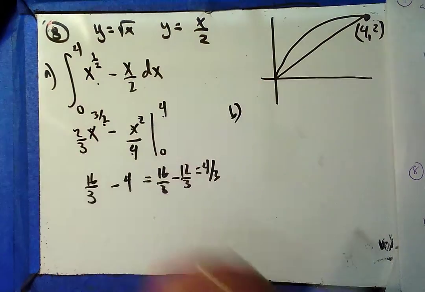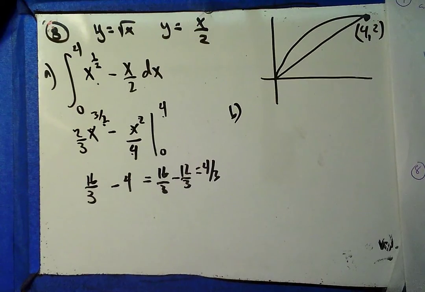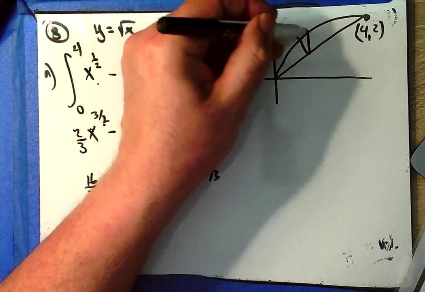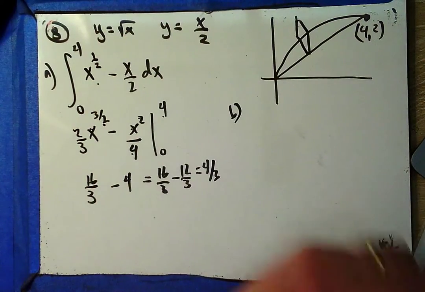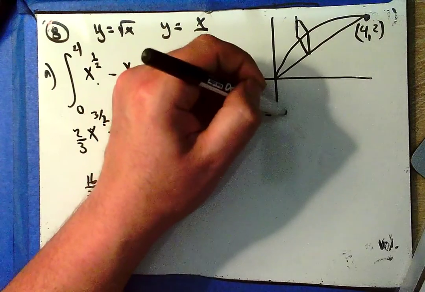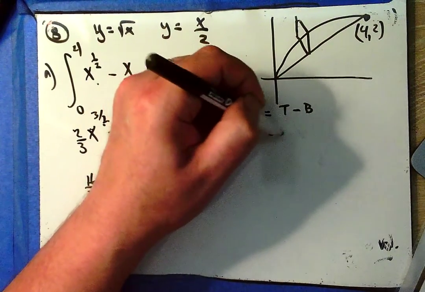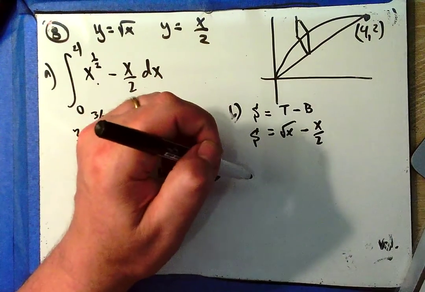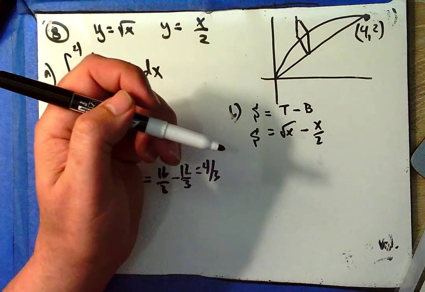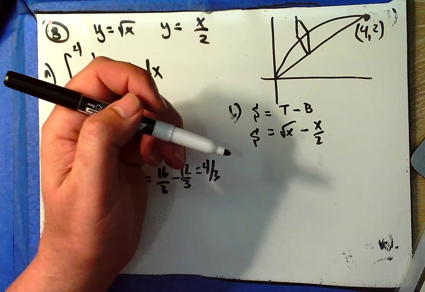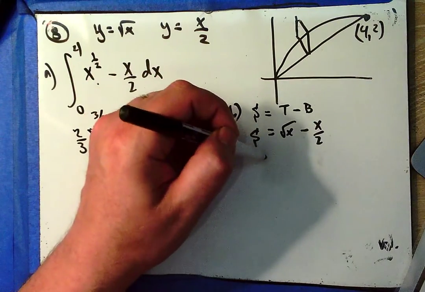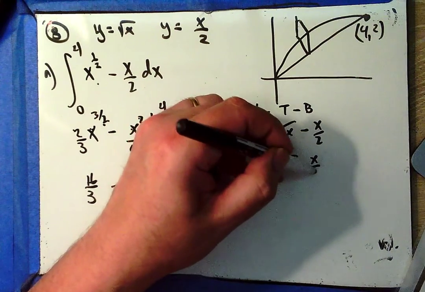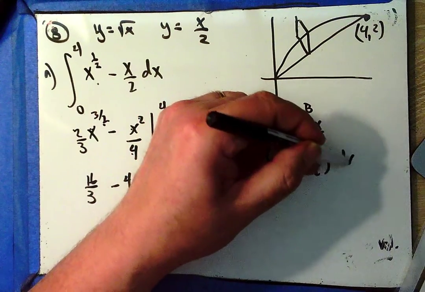Let's take a look at B. What does B ask us to do? Cross sections perpendicular to the x-axis are squares. Find the volume of the solid. So this is what we're looking at. The side length of the square is top minus bottom, also known as square root of x minus x over 2. That's side length. But we need side length squared here. We need side length squared, and so we're going to have the integral from 0 to 4, square root of x minus x over 2 squared dx.